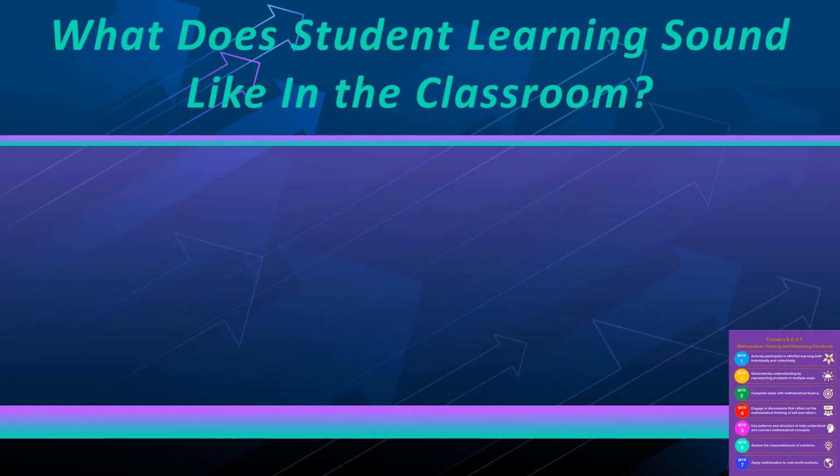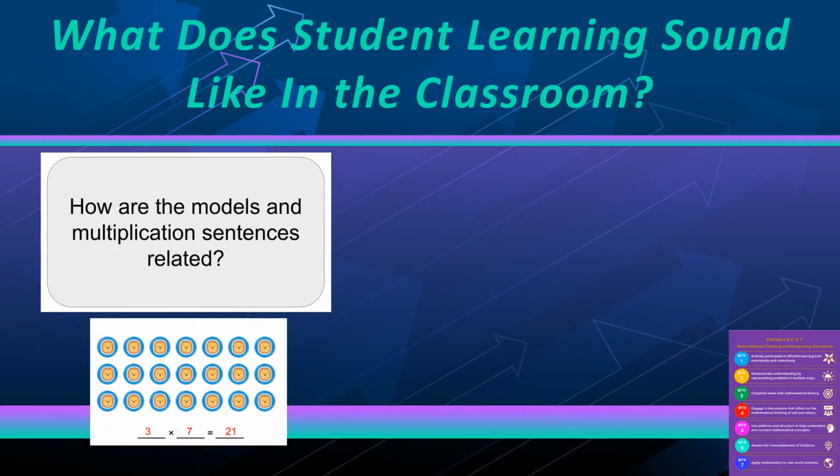What does student learning sound like in the classroom? Here we have 2 questions that we'll talk about, of what it can sound like during class discussion on multiplication models. Our first question is, how are the models and multiplication sentences related? Here you can see we have an array of 3 rows of 7, and that makes 21, showing that 3 times 7 is 21. This is an example of how a student could describe how their model matches their multiplication sentence. This can also be done with equal groups as well as number lines and all the other models we've looked at.